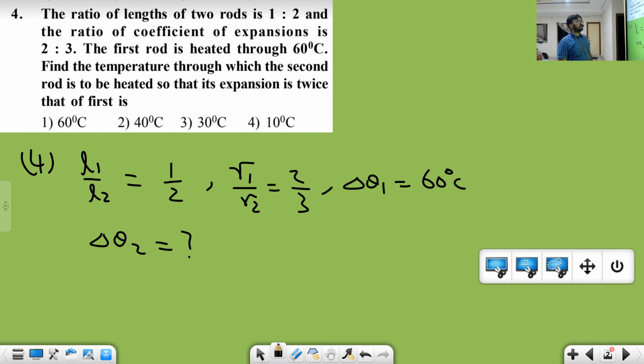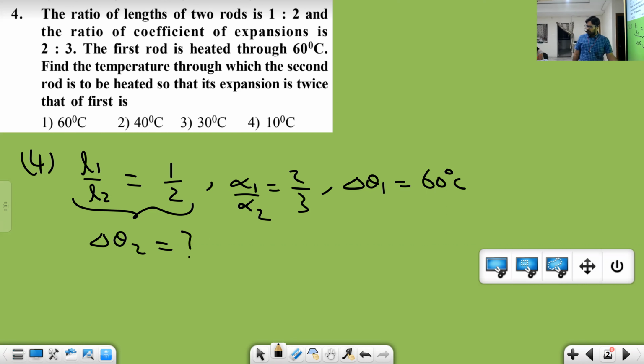So if they observe, according to the question, length ratio 1:2 we wrote. Fine. Ratio of coefficient of expansions. Sir, why did you write coefficient of expansion as gamma 1 by gamma 2? No need to write. We can write alpha 1 by alpha 2 or beta 1 by beta 2 or gamma 1 by gamma 2. Coefficient of expansion means any ratio is same. Alpha ratio, beta ratio, gamma ratio, all the ratios are same.